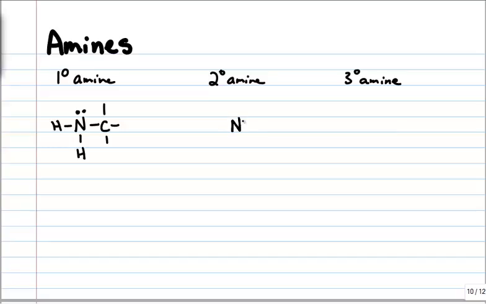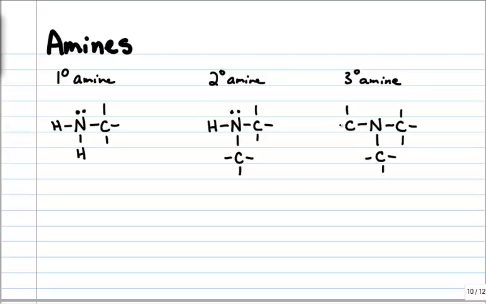Well, maybe you'll see a pattern here, because in a secondary amine, there are two bonds between nitrogen and carbon, and therefore only one bond to hydrogen, and then a lone pair. Well, how about a tertiary amine? Well, you've got three bonds between nitrogen and carbon, and you've got a lone pair. So here are some examples of the three different types of amines.